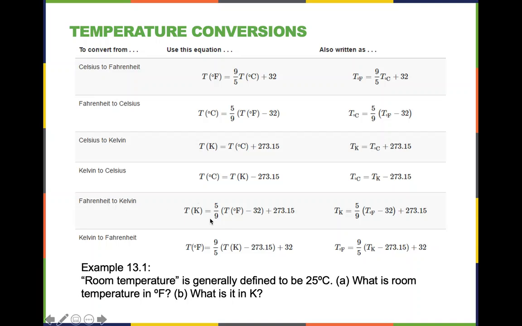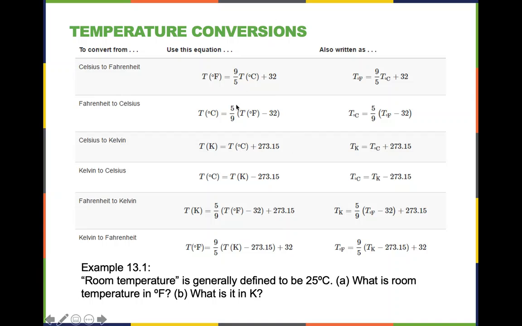For Fahrenheit to Kelvin, we have 5 over 9 times the temperature in Fahrenheit minus 32. You see that this part of the equation is exactly the Fahrenheit to Celsius conversion, and then we add the 273.15. And from Kelvin to Fahrenheit, it's the inverse of that. You do the 9 over 5 times the temperature in Kelvin, subtracting the 273.15 first, and then add the 32. So essentially, these two are combinations of the ones up here.